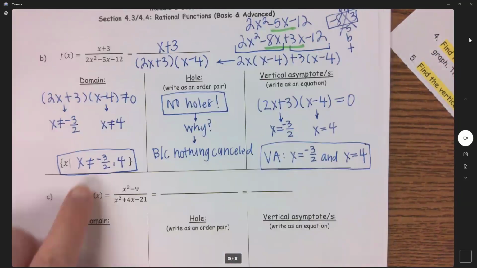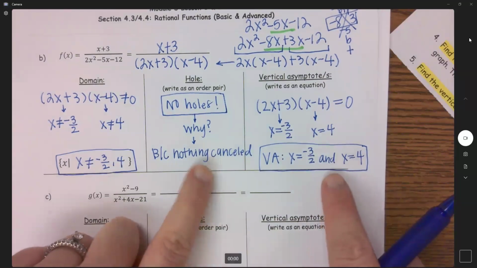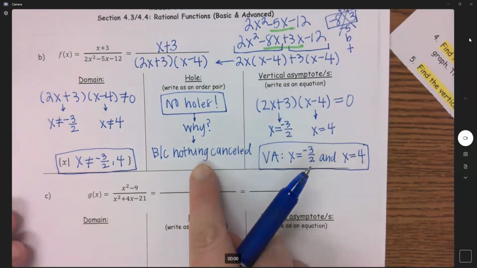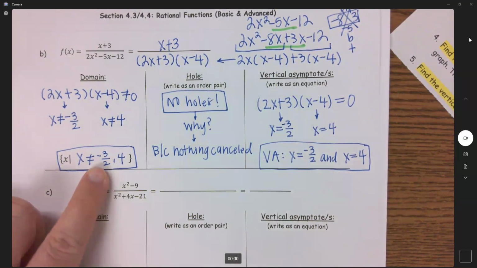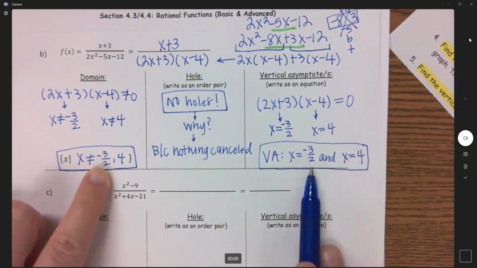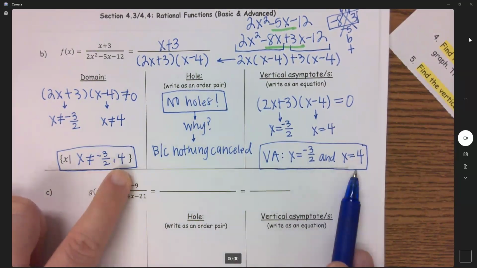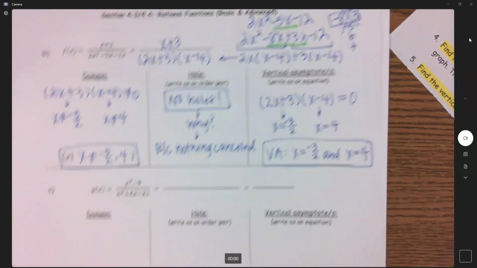So as I said before, this domain is made up of these two things here. If I have no holes, I mean it's all made up of vertical asymptotes. So that's why it looks so much the same. But why can't x equal -3/2? Because we have a vertical asymptote. Why can't it equal 4? Because we also have a vertical asymptote.